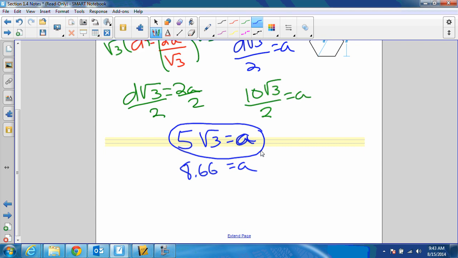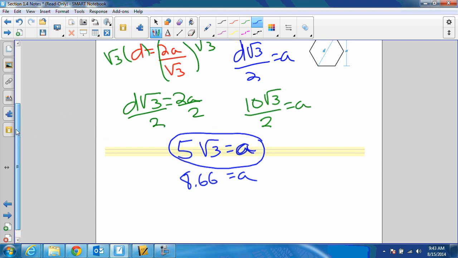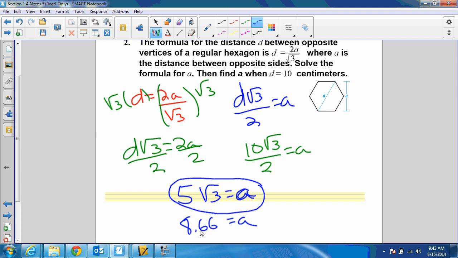Yeah, approximately that. But if they say leave it in radical form, or leave it in pi form, leave it in that form. If they say approximate, they probably want this. If they say they want the true answer, they want you to leave it in that form. And we'll talk about that as we go along in this class.